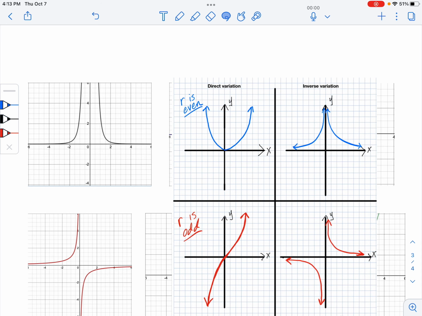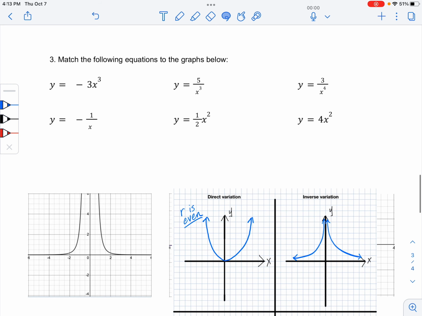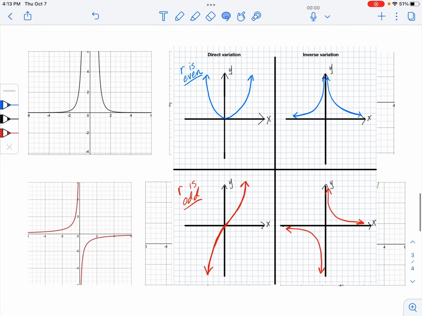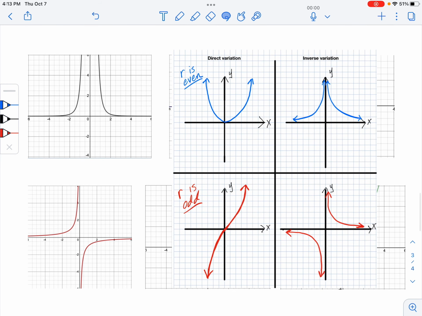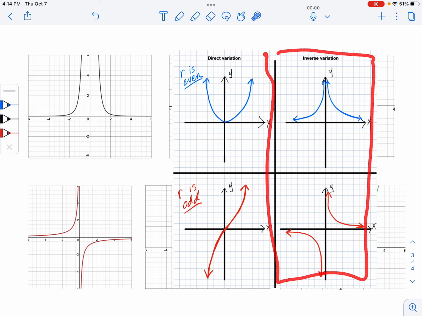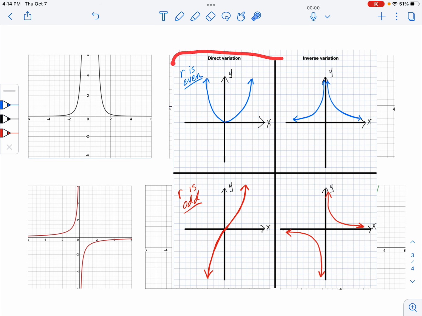So what you want to do, this is the way I do it. Some people may choose to start with the equations and then look at the graphs. I like to look at the graphs and then match them up with the equations. So for example, if we're going to look at this first graph here, I want to compare that to my base graphs. So anything on this side is inverse. Anything over here is direct.